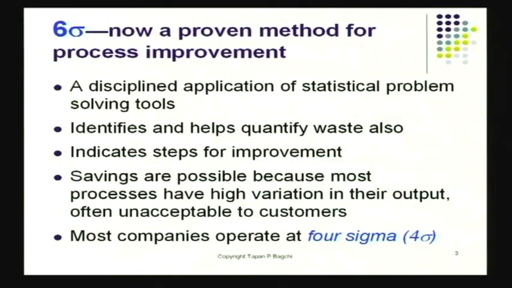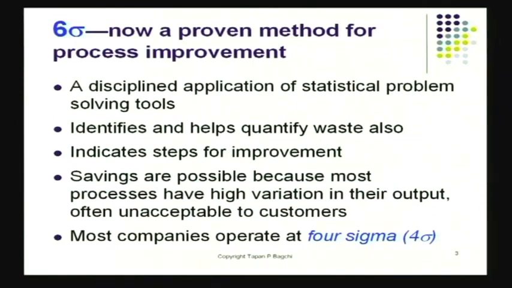It's a proven method now. It's been proven many times, and Motorola ended up saving something in the order of 17 or 18 billion dollars once they adopted this Six Sigma approach. It's an application of statistical problem solving tools in a disciplined way. It identifies and helps to quantify wastes also. If there are wastes as a byproduct of the process itself, it tries to minimize that. It tries to basically reduce them to zero. It also indicates what steps for improvements are required. That is done by the process.